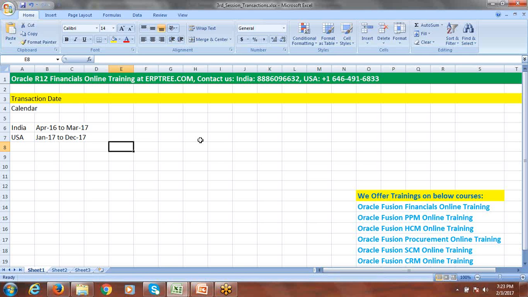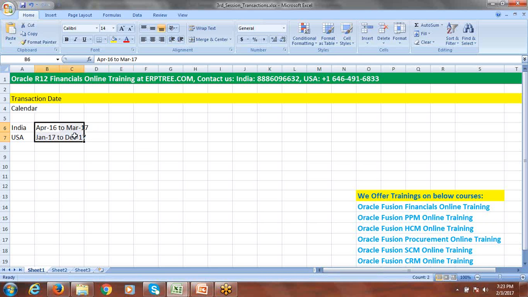First point, if you want to create the calendar in the system, you are going to create the calendar for which country? Okay, India. Then you should know what the India financial year is. If you are going to create the calendar for a US client, you should know the US calendar year, I mean to say financial year.